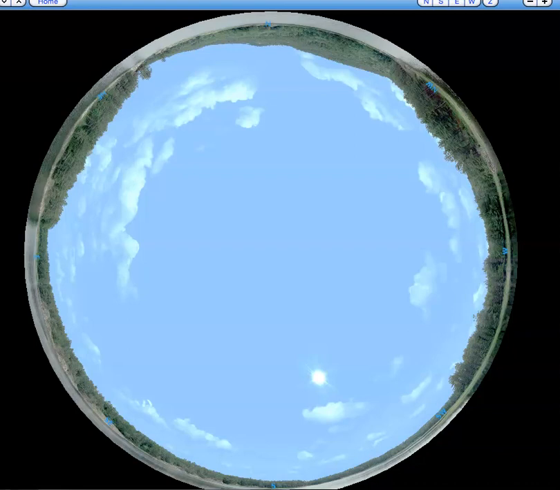Remember, this is a screencast of what we would have seen if we were able to go into the Star Lab. On our screen, the sky looks like a flat circle. We have the horizon, where the sky meets the land, and we have our directions marked in the horizon.